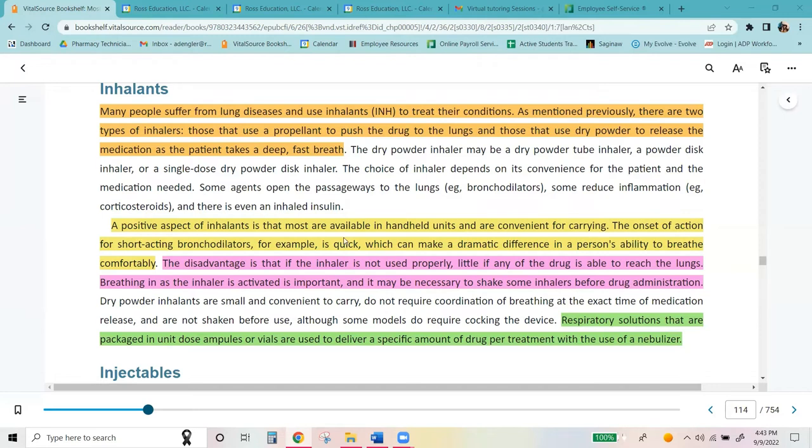A positive aspect of these inhalants is that they are mostly handheld and convenient for carrying. The onset of action for short-acting bronchodilators, for example, is quick, which can make a dramatic difference in a person's ability to breathe comfortably. The disadvantage is that if the inhaler is not used properly, little, if any, of the drug is able to reach the lungs. And this is why, earlier in the chapter, we talked about the chambers that they can attach to the end of their inhaler to make sure that they're getting all the medication.